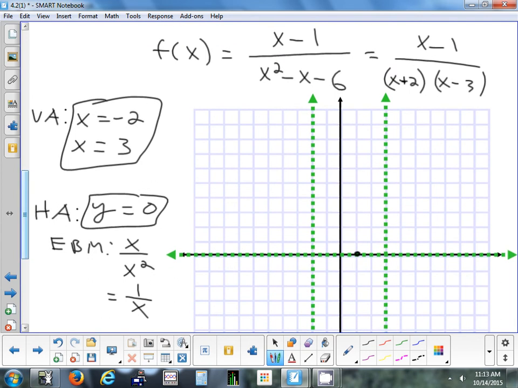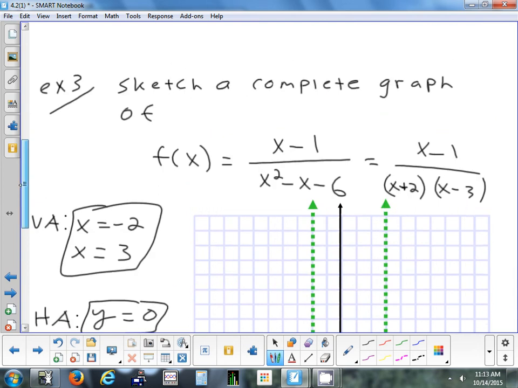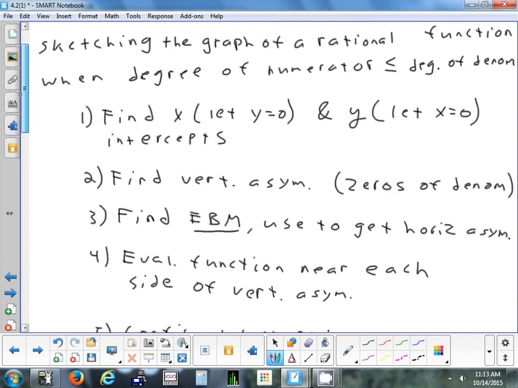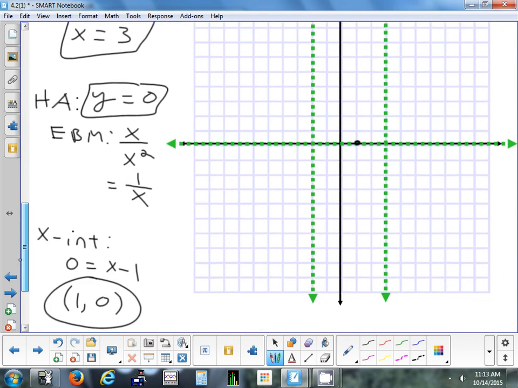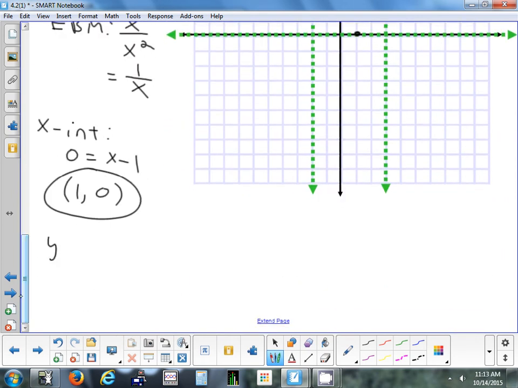My graph goes right through that point. Okay, and the other thing we could try and find is the y-intercept. The y-intercept is easier. That's just when you plug 0 in for x.